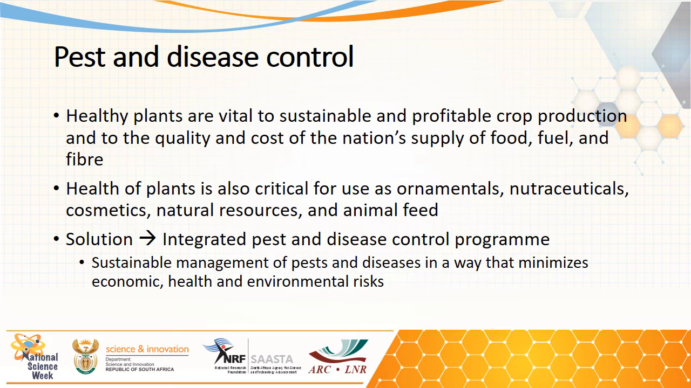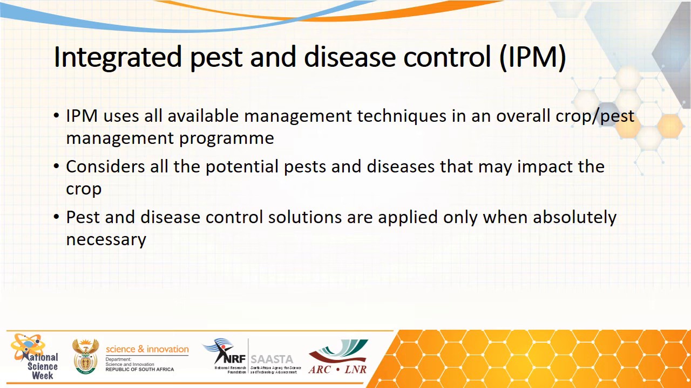Integrated pest and disease control is a sustainable management of pests and diseases in a way that minimizes economic, health, and environmental risks. Integrated pest and disease control, often only referred to as integrated pest management or IPM, uses all available management techniques in an overall crop and pest management program. It considers all the potential pests and diseases that may impact the crop during its growth and production. Pest and disease control solutions are applied only when absolutely necessary. And an important part of IPM is actually determining if and when pest control solutions are actually needed.